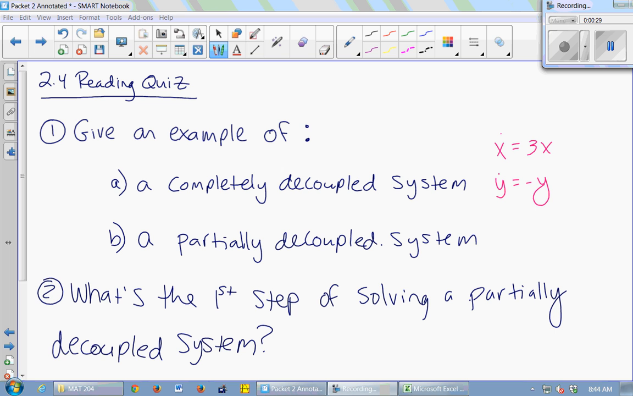No, you could have a +1 there, and it would still be partially decoupled. It would still be completely decoupled.